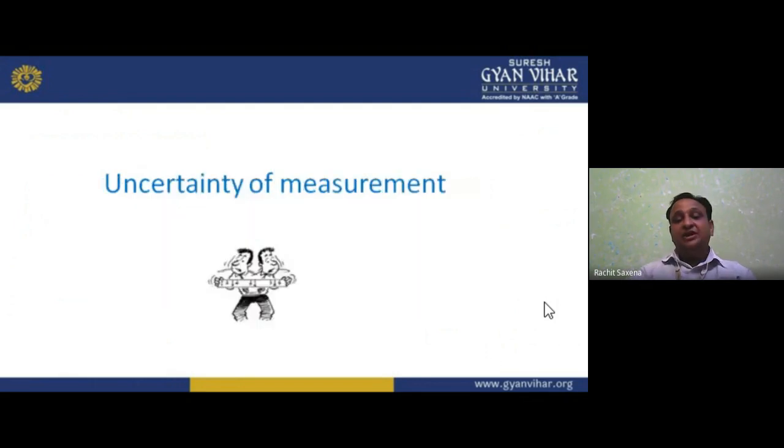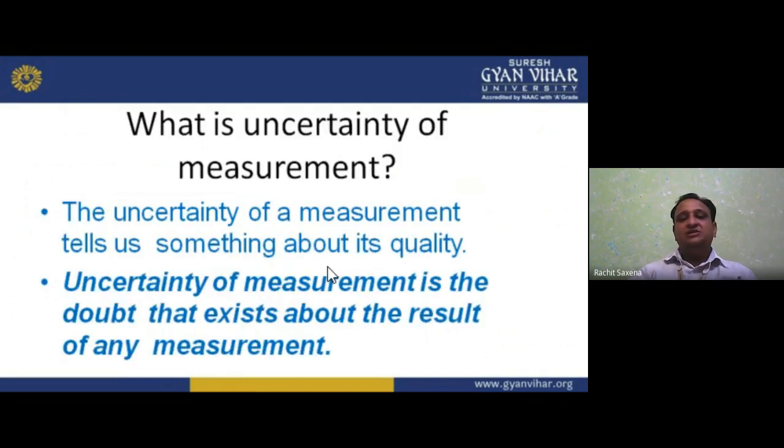Now, uncertainty of measurement. See here, two persons are doing the measurement, but they have some uncertainty. What is uncertainty of measurement? With certainty we know the fixed value; the uncertainty is not fixed. But how can we express the uncertainty of the measurement?